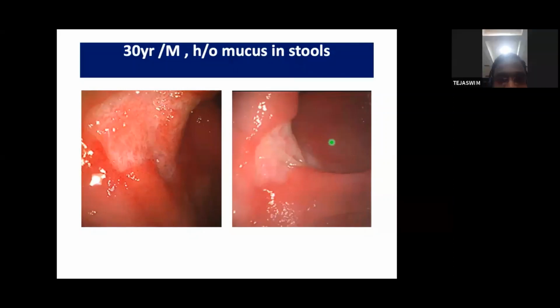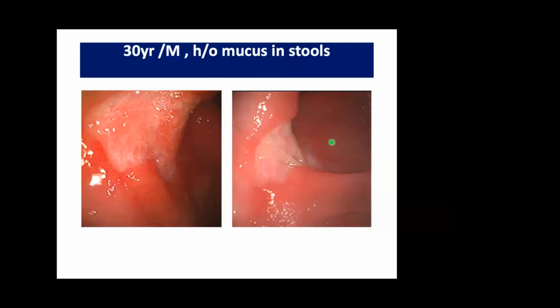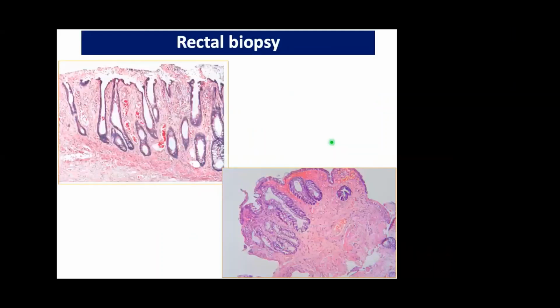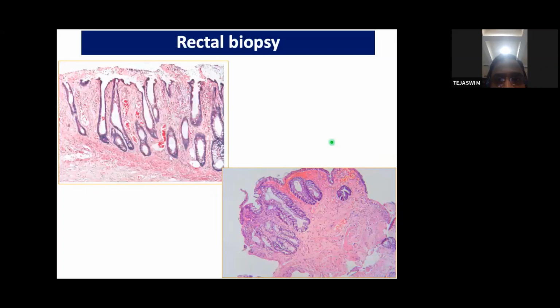Okay, next. 30-year-old male, history of mucus in stools, quite for some time, maybe 6 months or so, and some degree of difficulty. So rectal biopsy, solitary rectal ulcer. Can you describe the ulcer?